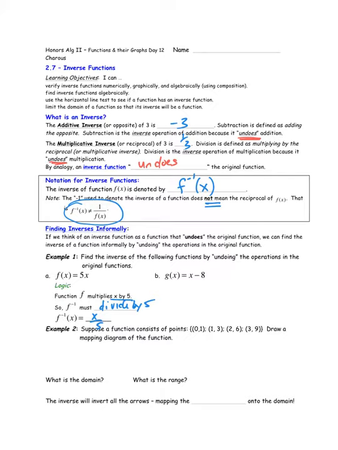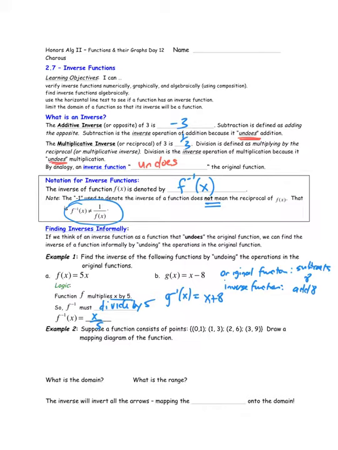Similarly, if I have g of x equal to x minus 8, the original function subtracts 8. So the inverse function must do the inverse. So it must add 8. It must undo what g of x does. So g inverse of x, that's how we would say that, g inverse of x has to add 8.